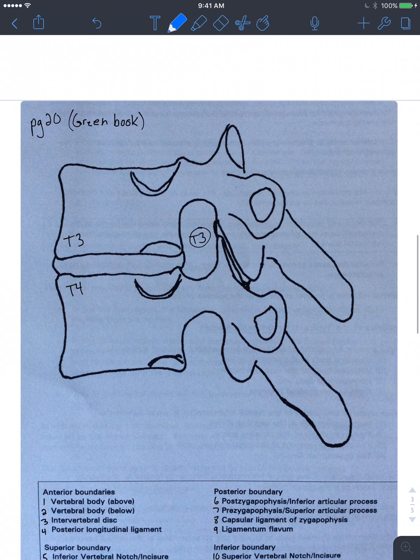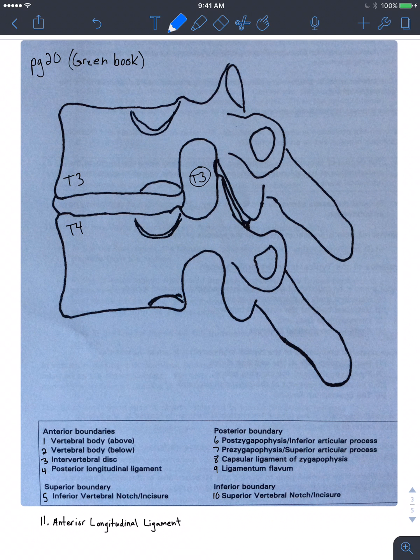So the first thing we're going to do is start with the picture on page 20. I went ahead and put a spinal nerve in there just for this example, T3. So we'll start off with the T3 vertebra above and the T4 vertebra below. Okay, those would be part of the anterior boundaries.